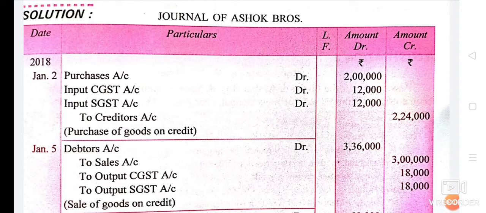If it is a cash transaction, then the entry will be purchases account debit, input CGST account debit, input SGST account debit to bank account.